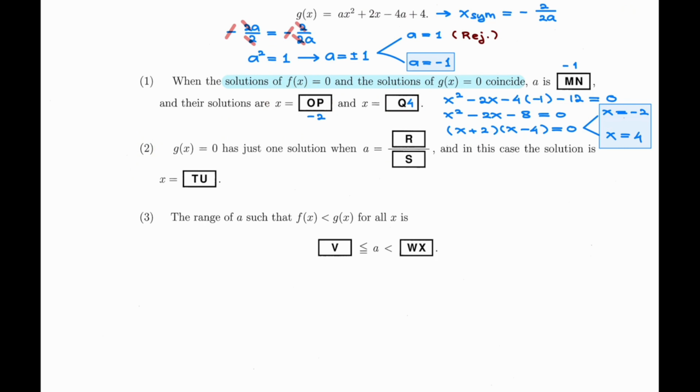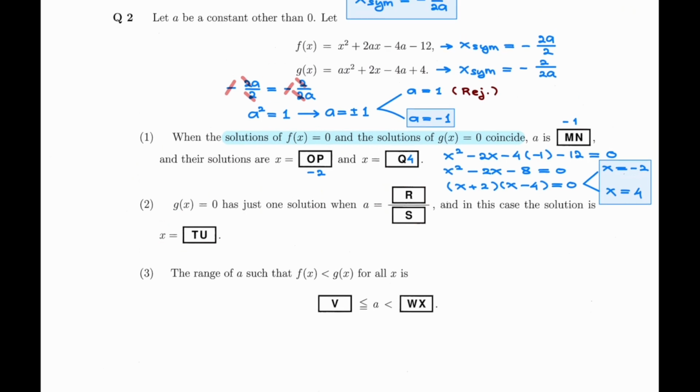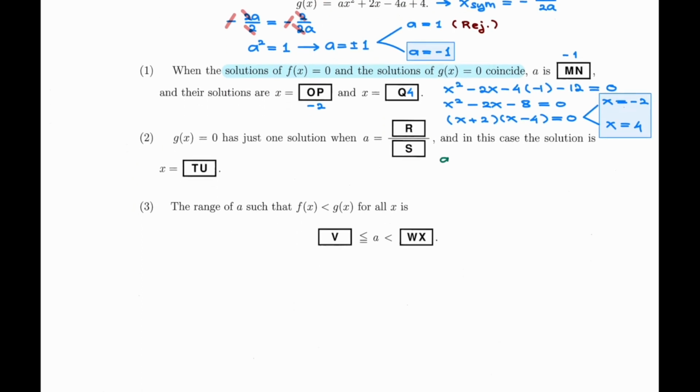In the other case, g of x equals 0 has just one solution when a equals blah blah blah. And in this case, the solution is x equals blah blah blah. So for now, you can forget the f of x, because for the second question, we do not need f of x. We just need g of x equals 0. So this expression equals 0. So I have ax squared plus 2x minus 4a plus 4 equals 0.